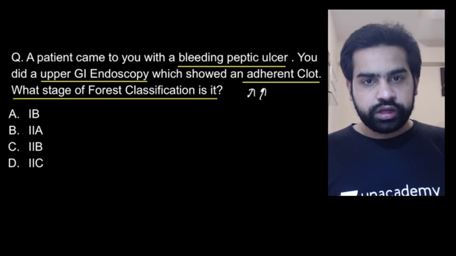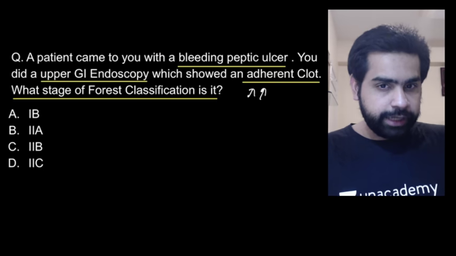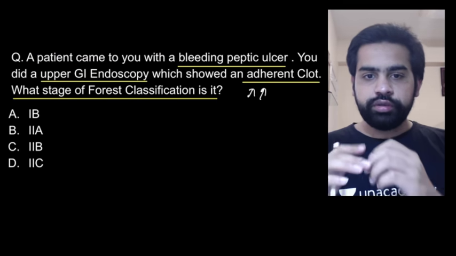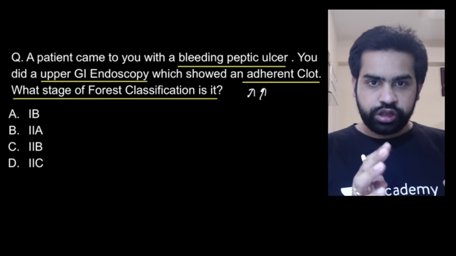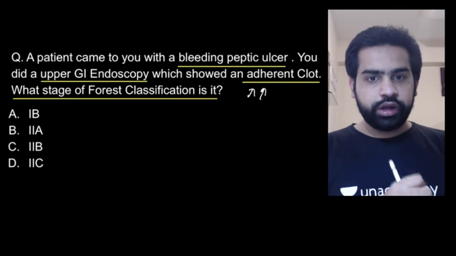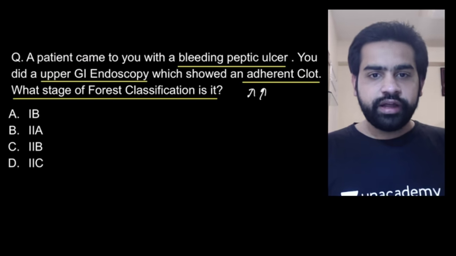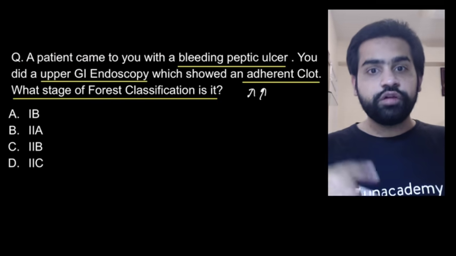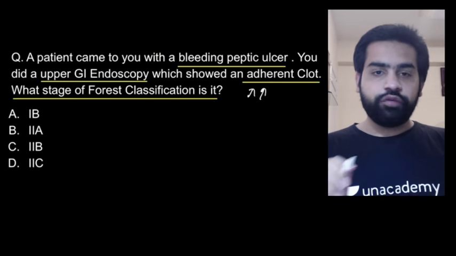So what is the Forrest classification? Forrest classification is an upper GI endoscopy classification. Whenever there is a bleeding peptic ulcer, you do an upper GI endoscopy and you have some finding. Now they have tried to grade that finding and convert it into a classification system that is called the Forrest classification system. What is the use of that? Why did they classify it? They classified it so that they can know which ulcer has a chance of recurrent bleeding, which ulcer is more likely to rebleed, and that is the Forrest classification.